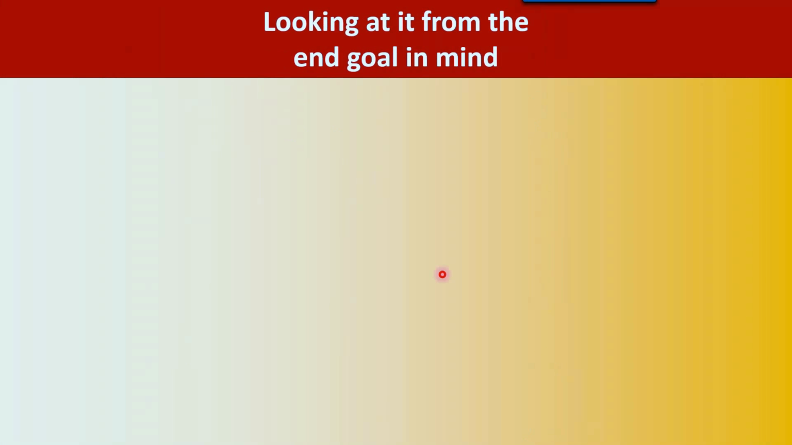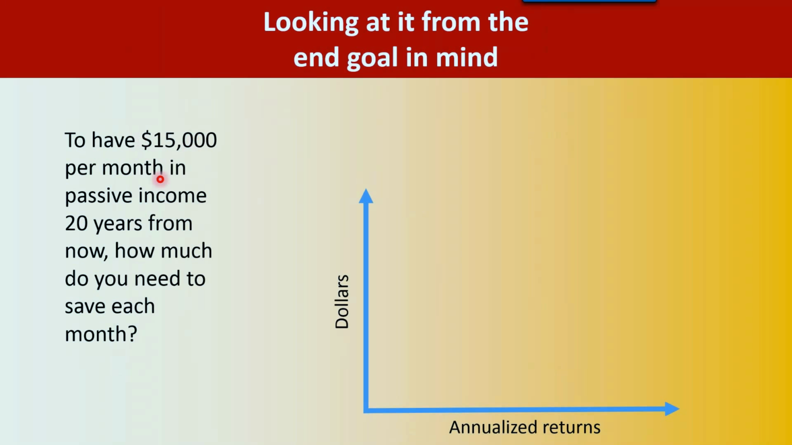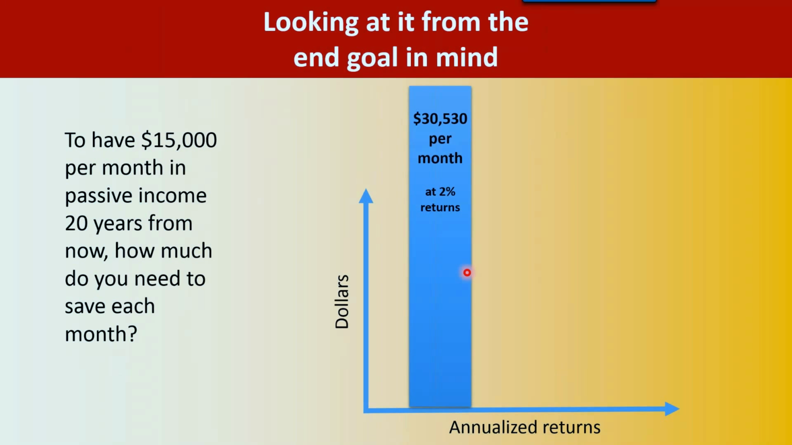Now, if you flip this around and look at it from the end goal in mind, if you want to have $15,000 per month in passive income 20 years from now, and keep in mind this may look like a big number, but you've got to adjust for inflation, then how much do you need to save every month? Well, at 2%, believe it or not, you need to save $30,000 a month. You need about $9 million at 2% to make $15,000 a month. So you need to be saving 30 grand a month, which is a shocking number.